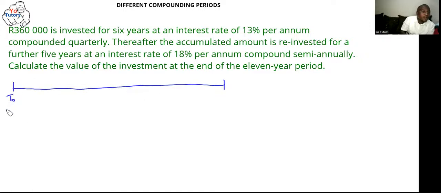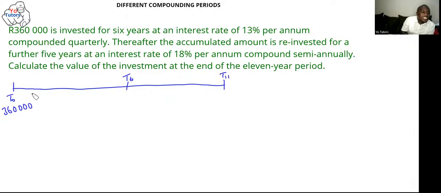So at T0, we have how much invested? 360,000. And after how many years? Let me just see here. For 6 years, okay. So 6 years there, so you can say T6, and then T11.